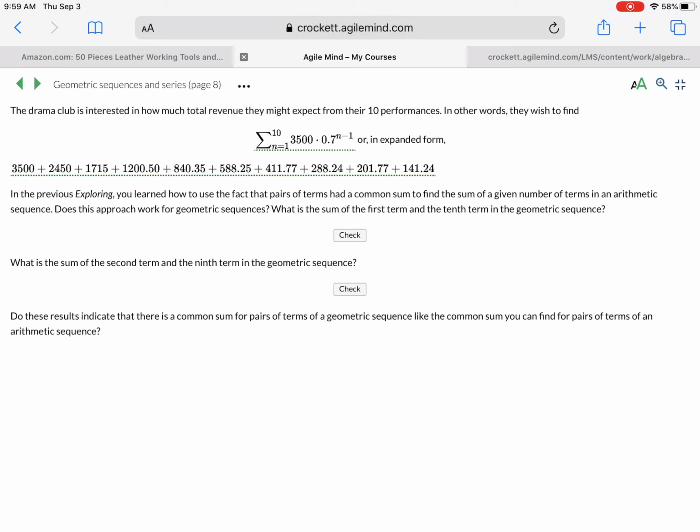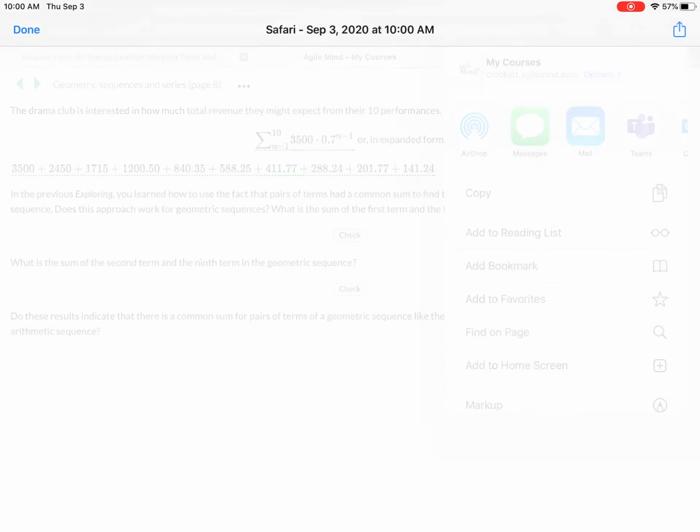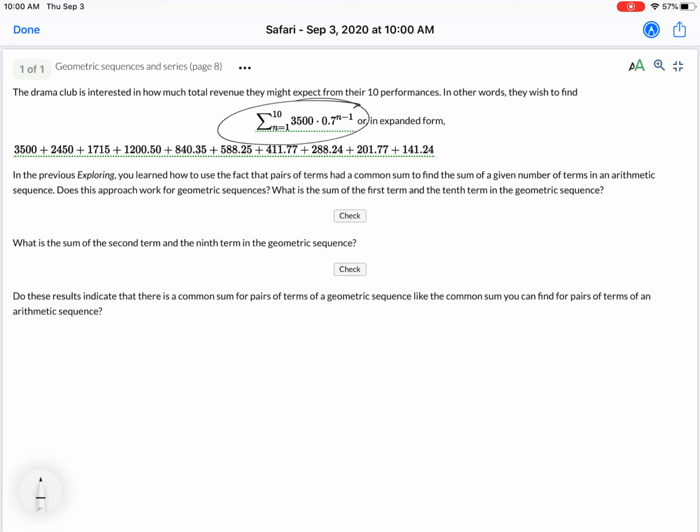All right, this goes with number 5. Okay, so go ahead and flip over to number 5. We're going to talk about this. It says the drama club is interested in how much total revenue they might expect from their first 10 performances. In other words, they wish to find, and then you have this big, fancy equation. Okay, remember yesterday we talked about this.